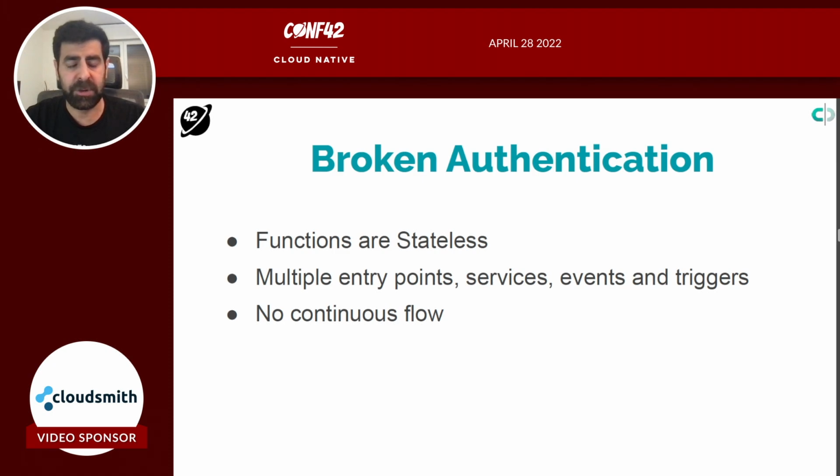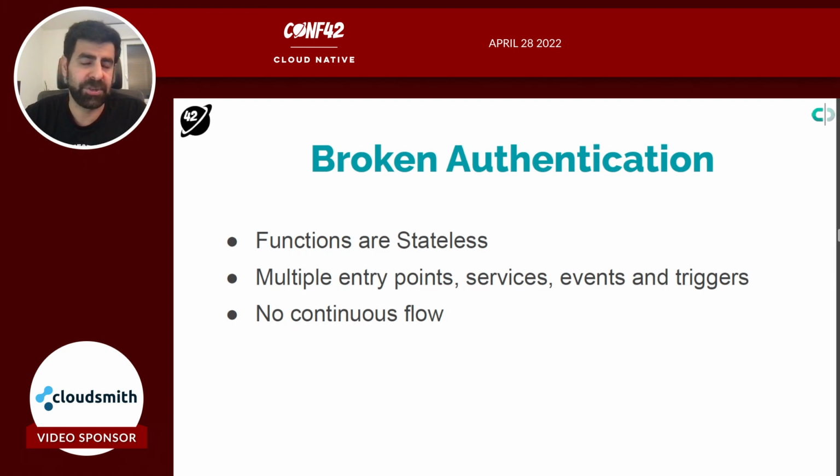Second part is broken authentication. We've seen before the image with all the resources connected to each other. So the functions are really stateless. They don't really have a session to them. So there are more tricky ways to control the authentication, but basically think about zero trust. Functions cannot really trust anything. They just execute the code.